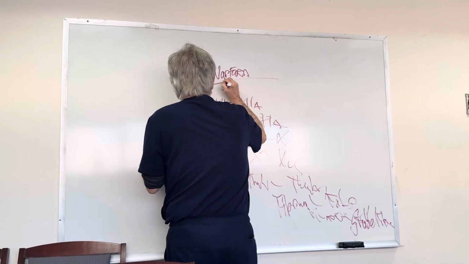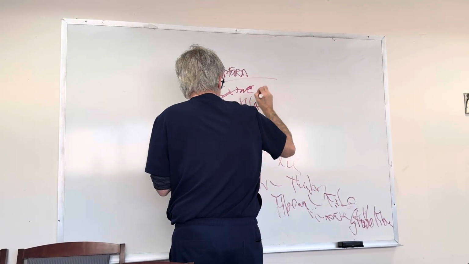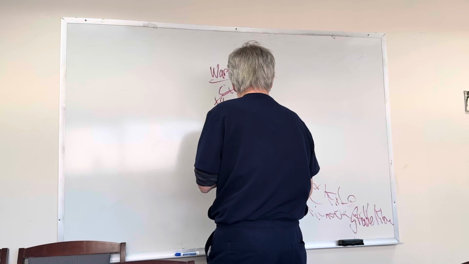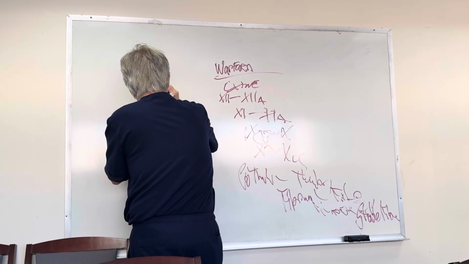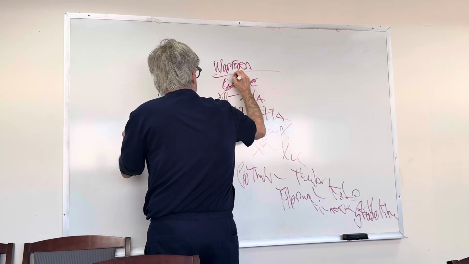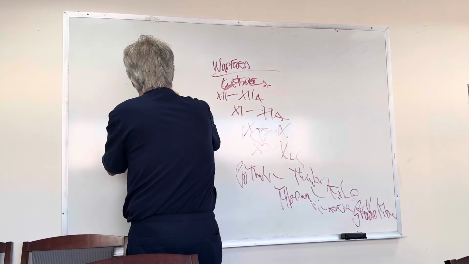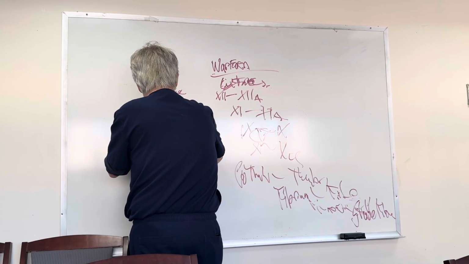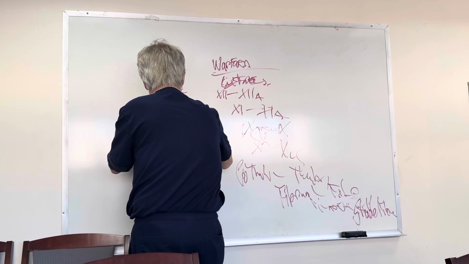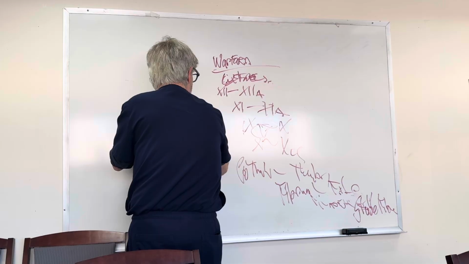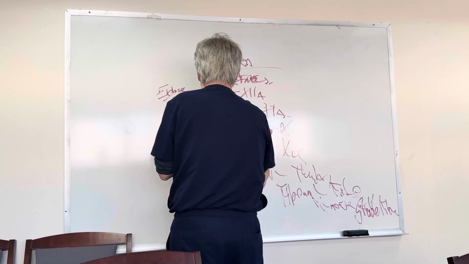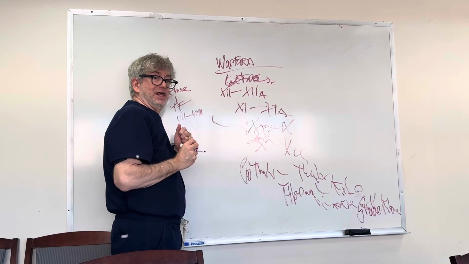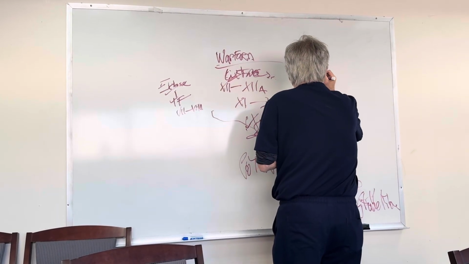Starting here is the extrinsic pathway. Here, factor 5 is a cofactor. And this is the intrinsic pathway, and the extrinsic pathway. We have tissue factor, which converts factor 7 to factor 7A, and converts factor 10 to factor 10A. These are the procoagulants.